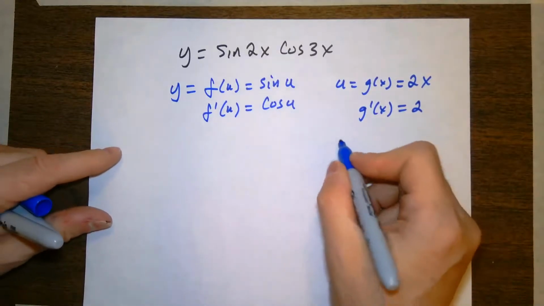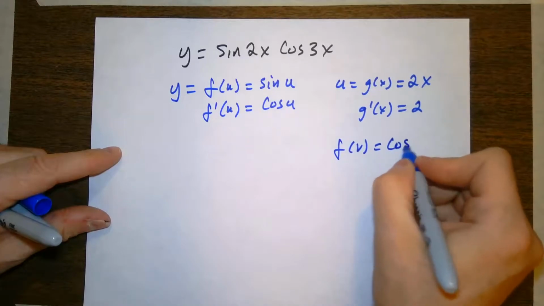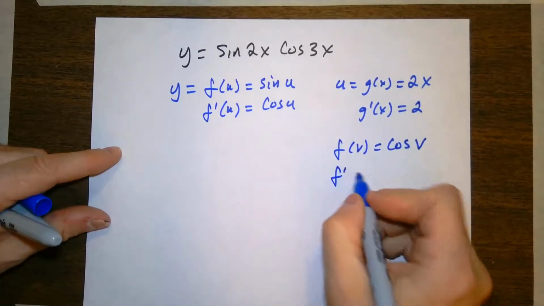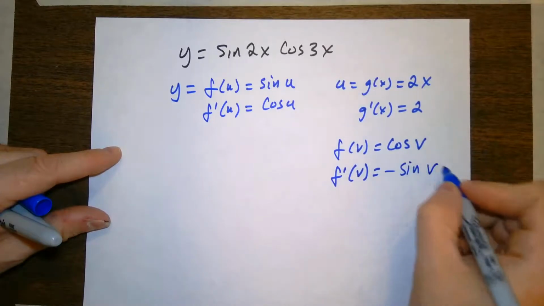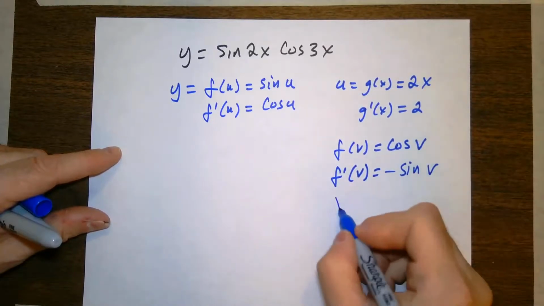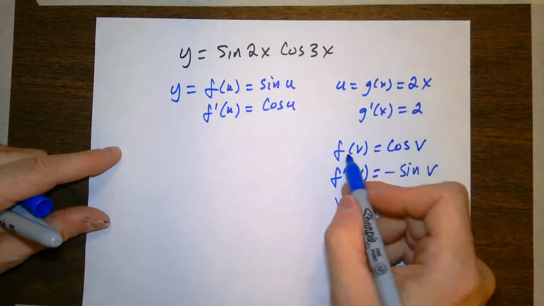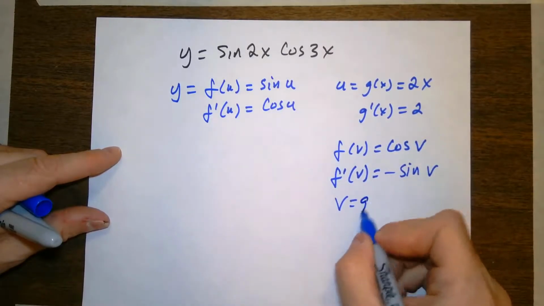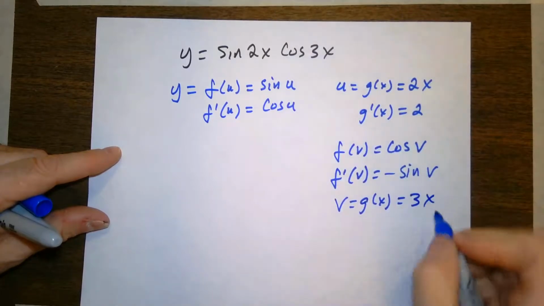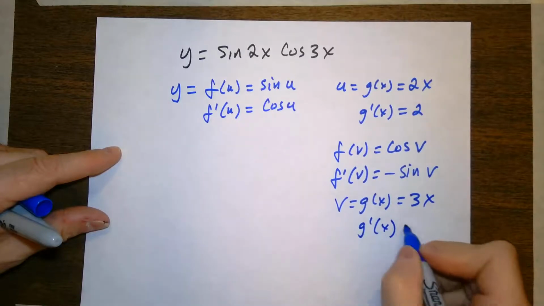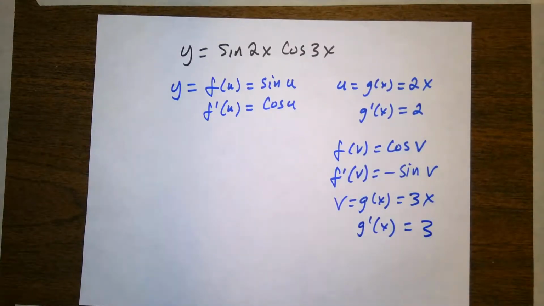And I can think about this as f of v. Function of v is the cosine of v, and the derivative of cosine is negative sine of v, where the v is some other function. I don't want to use g of x again. I used f of x twice, didn't I? Oh dear. So g of x, the inside bit is 3x, so the derivative is going to be 3. Oh boy, so we've got a lot of stuff going on.